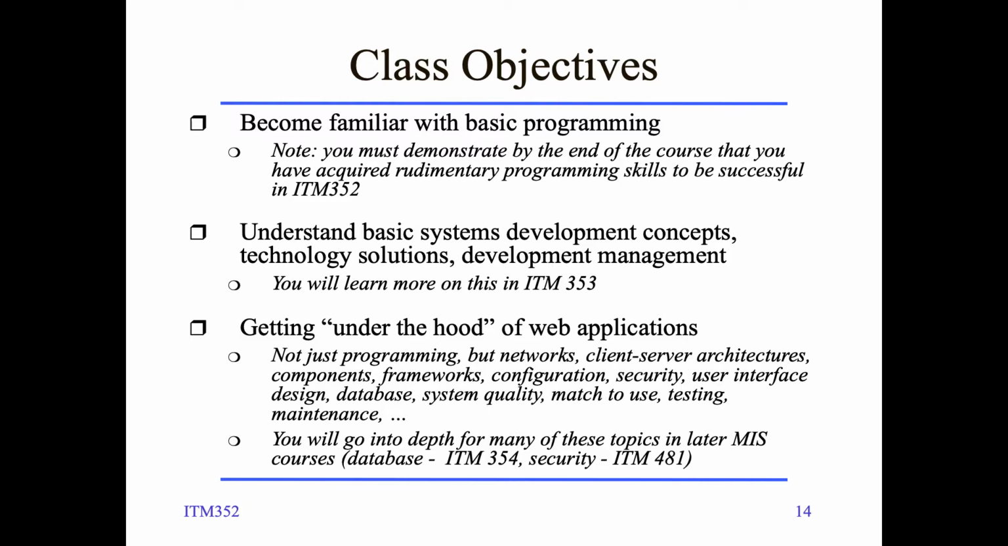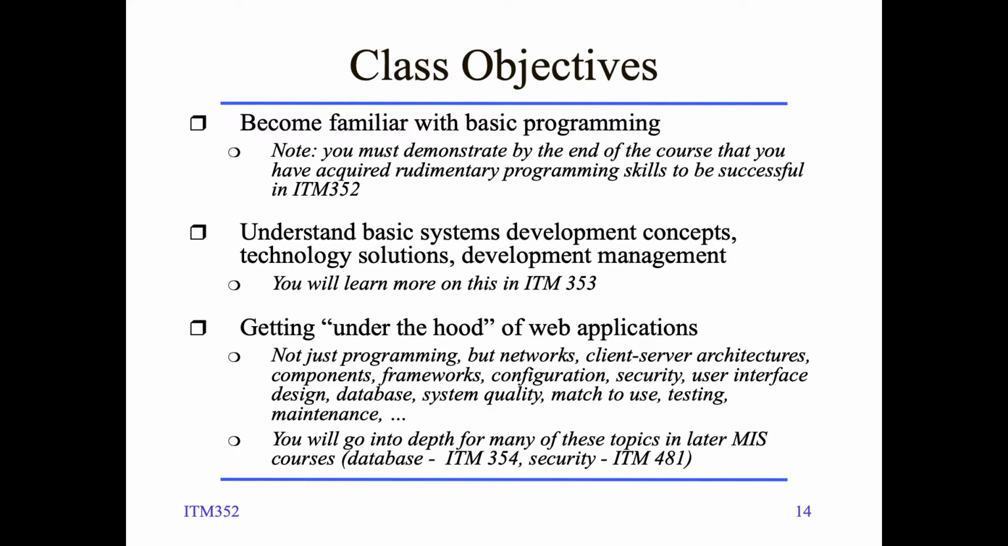So, the class objectives are to become familiar with basic programming. By the end of the class, you really do need to demonstrate that you acquired rudimentary programming skills if you're going to be successful. You demonstrate that by being successful with the 3 programming applications that are going to be assigned in this class. You're going to have to understand the basic system development concepts, the technology solutions, and development management: things like repositories and code commenting that you have to do. You'll learn more about this in 353, but you get your start here.